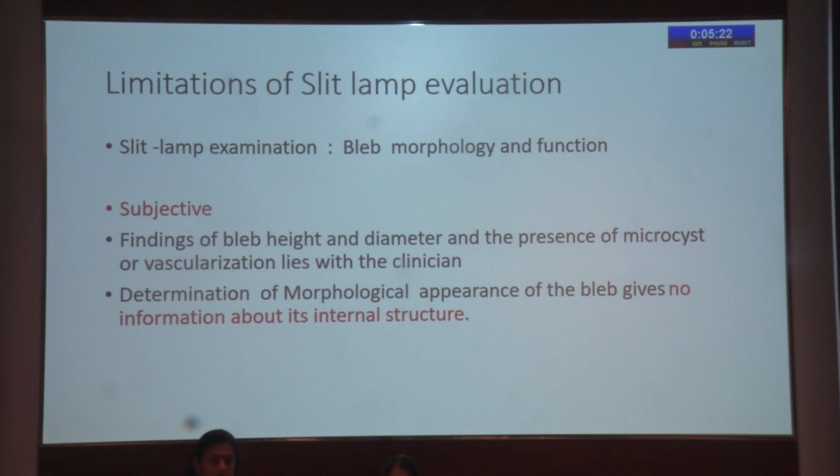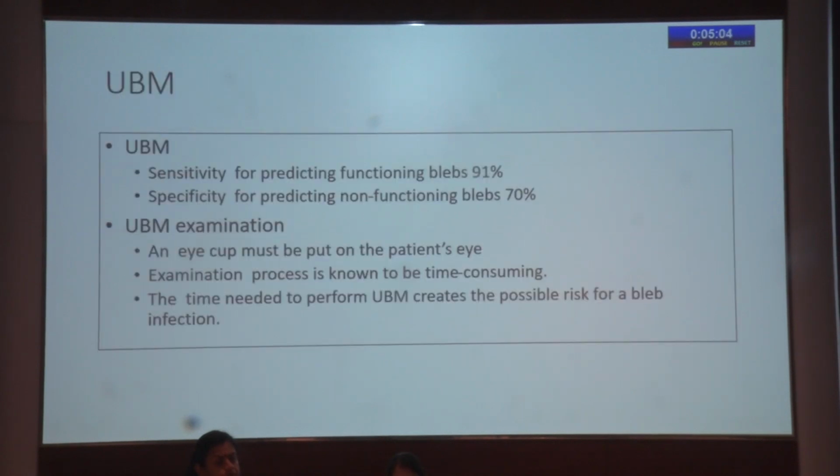The limitation is that it depends upon bleb morphology and function, but it is subjective. The findings of bleb height and diameter and presence of microcyst or vascularization lie with the clinician, and determination of morphological appearance of the bleb gives no information on its internal structures. So we'll see how UBM and OCT can help.